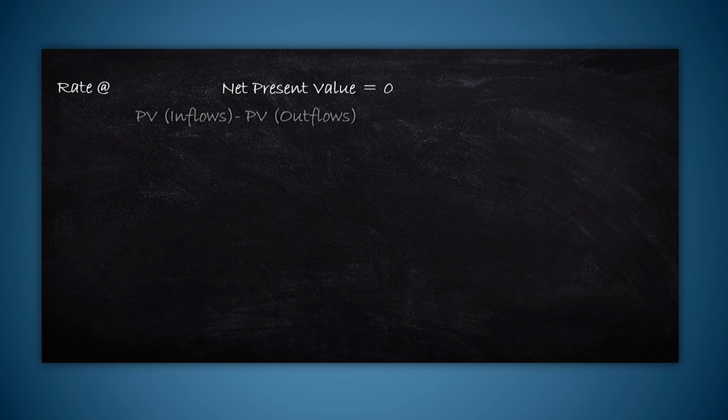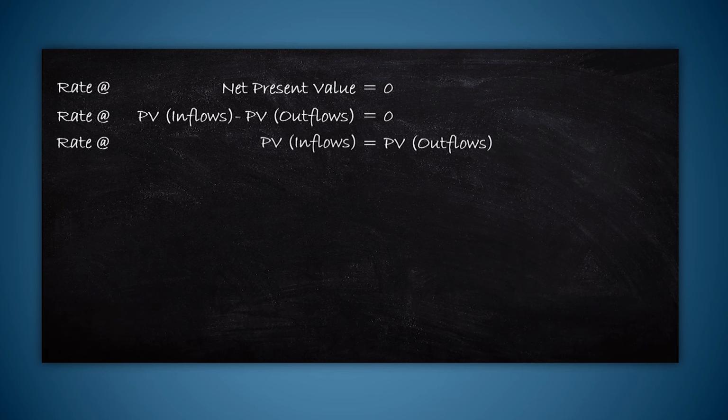So as per this definition, IRR looks for the discount rate at which net present value is 0. Net present value is nothing but the difference between present value of cash inflows and outflows. This can be further simplified as a rate at which present value of inflows is equal to present value of outflows. Now let's take an example with numbers.